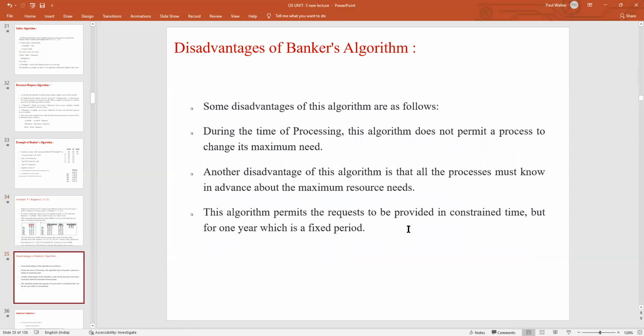Even though the Banker's algorithm has several advantages, the processing time in this algorithm is the maximum time it takes. The algorithm does not have a fixed time period. So these are the disadvantages of the Banker's algorithm.